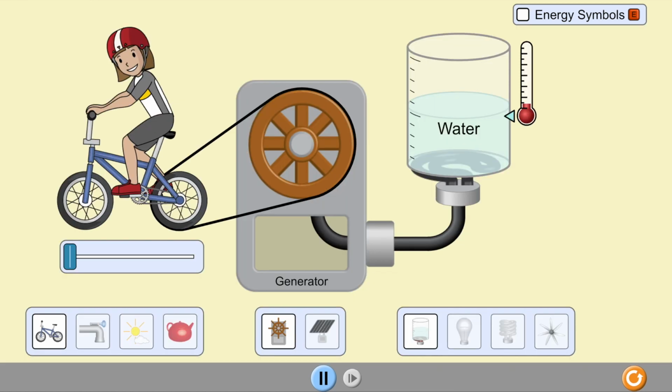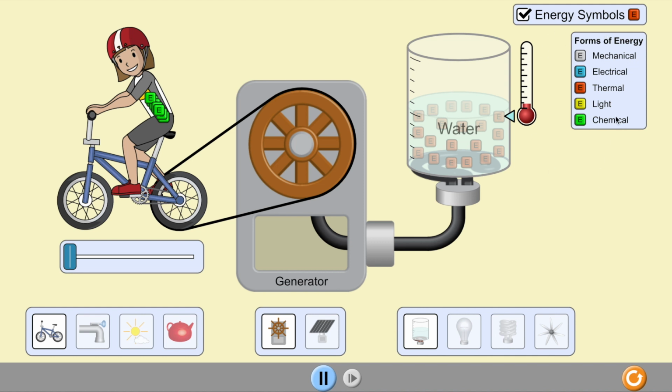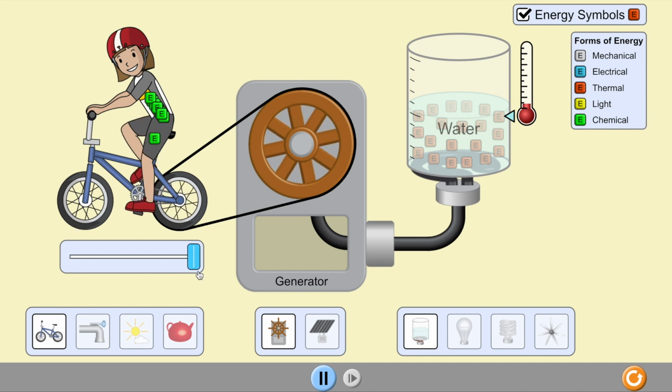Now we're going to look at energy systems. In this one, we have to click our energy symbols again so we know what's going on with our different types of energy. Types of energy in our simulation are mechanical energy, electrical energy, thermal energy, light energy, and chemical energy. In the body of the child, there is chemical energy, which is the energy stored in chemical bonds.